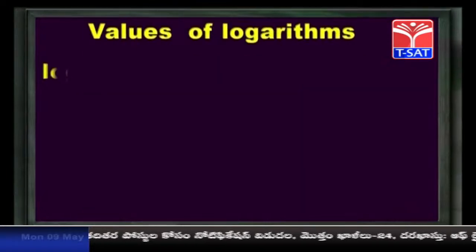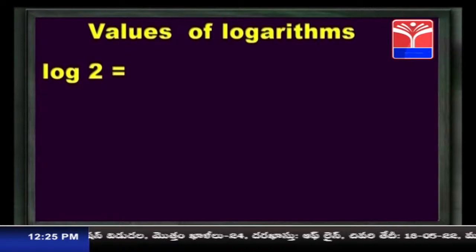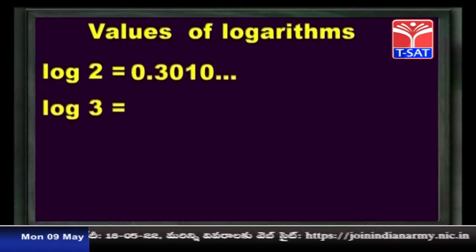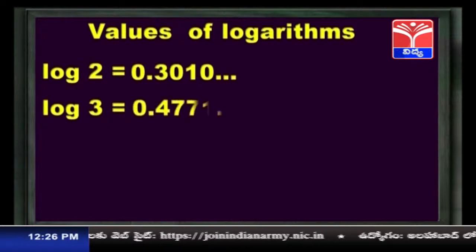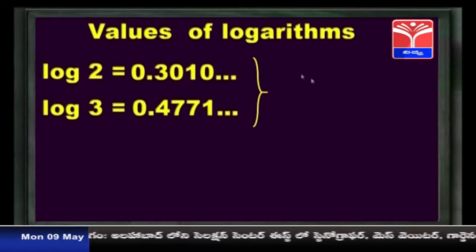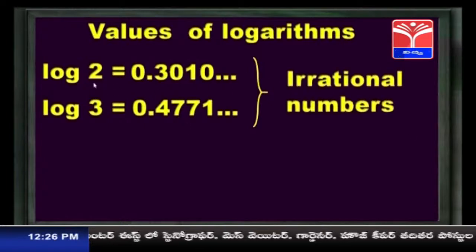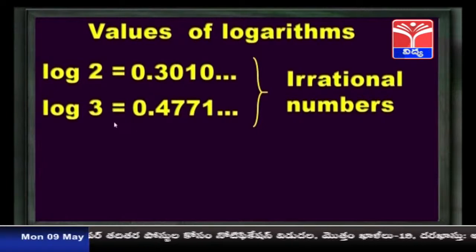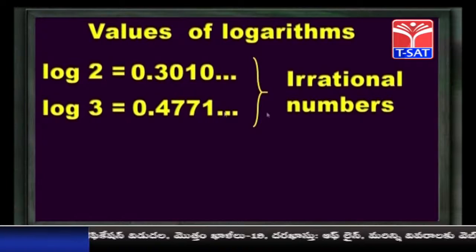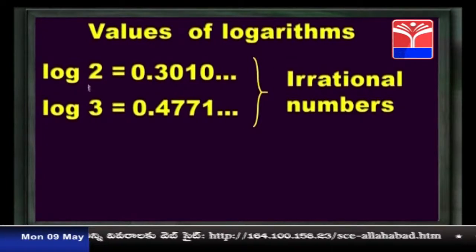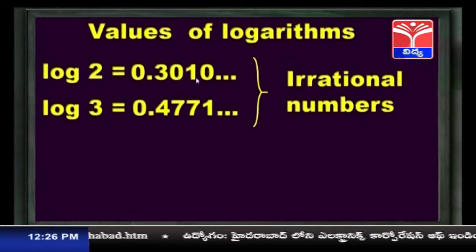Now, let us see some values of the logarithm. So log 2, log 3. So log 2 value is 0.3010 and log 3 value is 0.4771. So these two are irrational numbers. Not only log 2, log 3, log 4 value, log 5 value, all are irrational numbers only. Here the base is not given. If the base is not given, we should consider the base as 10. So log 2 value is equal to 0.3010.